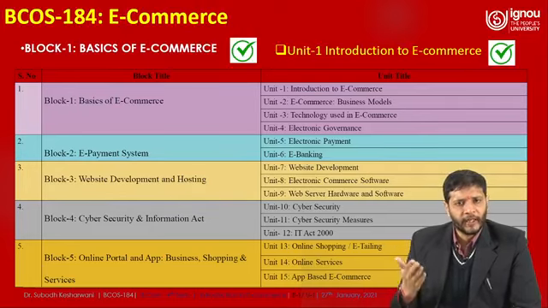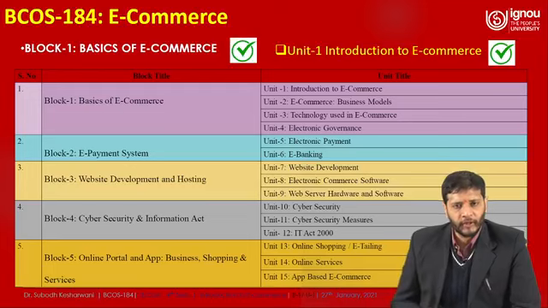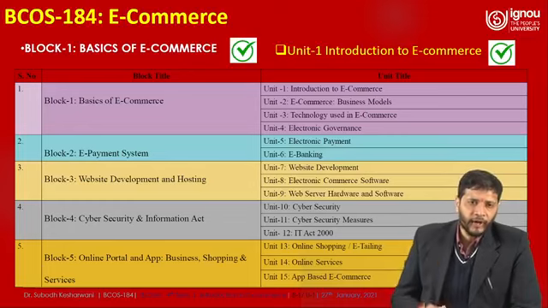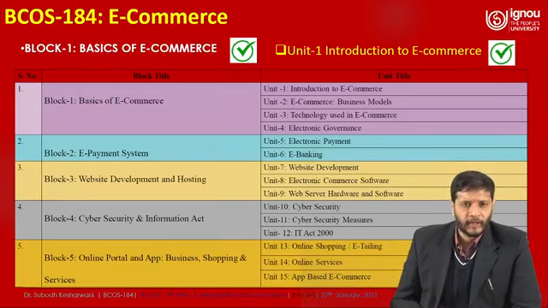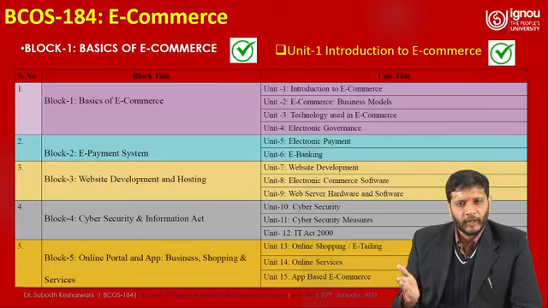Then you have Cyber Security and the Information Act. Cyber security is more about cyber security measures. IT Act 2000 is there. Since we have an updated version of the IT Act 2000, we will talk about that in a more contemporary way also. Then block 5 focuses on online portal and app, and we have seen how e-commerce shifted from e-commerce to m-commerce, and how app-based business is coming up, which was earlier confined to the website base. Online shopping and e-tailing is there, then online services, then app-based e-commerce.